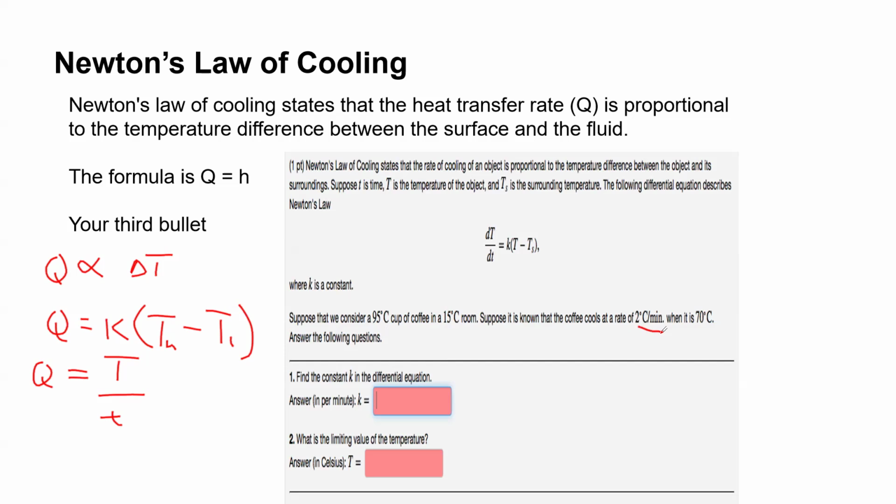So the key is given. No, it's not key. T degrees centigrade per minute is for Q. So this is Q. And then the hot temperature is given as 15. And then the cold temperature is also given as 15. So what happens when the temperature reaches 70 degrees centigrade?